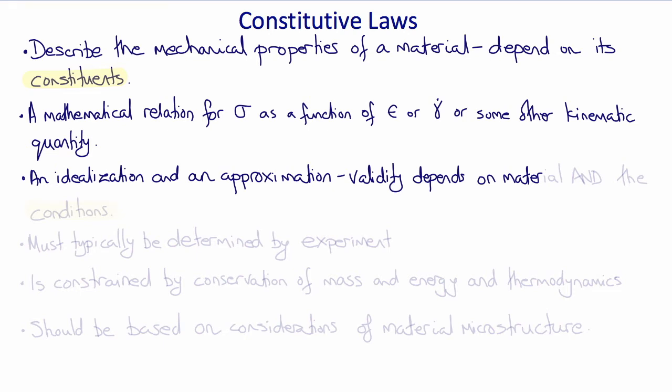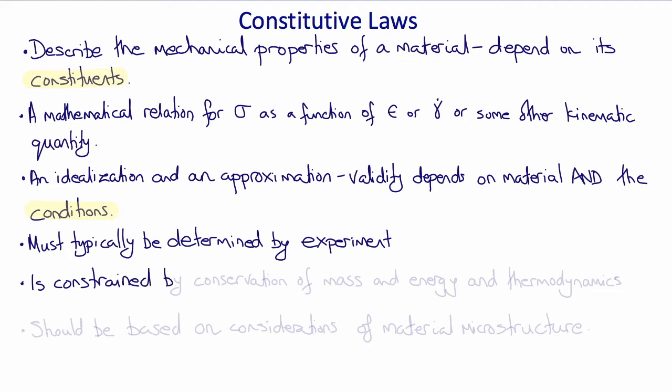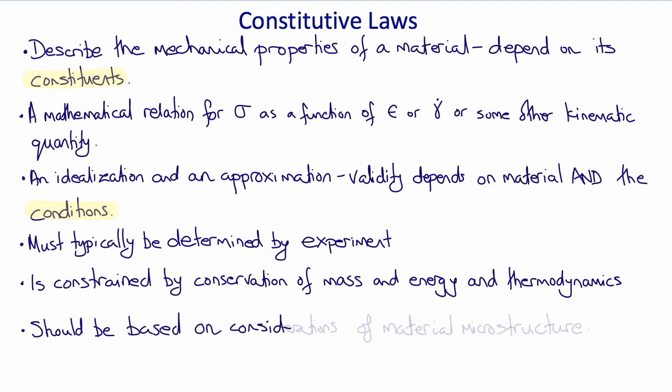For example, under working loads, a material might be well approximated by one constitutive law, but under loads that would cause it to fail, a different law would be needed. The constitutive law must typically be determined by experiment. Its form and parameters are constrained by conservation of mass and energy and thermodynamic considerations. And the choice of the form of the constitutive law should ideally be based on considerations of the microstructure of the material.